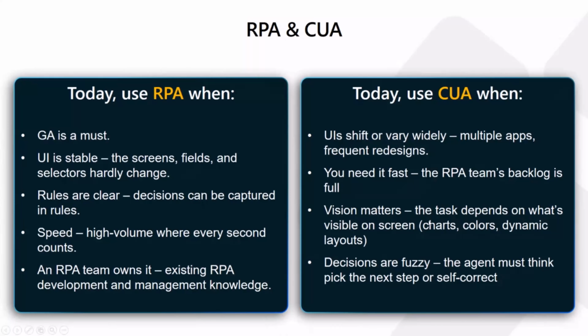The task depends on what's visible on the screen. That's why it takes time, because it works on vision as a technology. Decisions are fuzzy; the agent must think, pick the next step, or self-correct. So these are the few scenarios when you should try and use CUA.